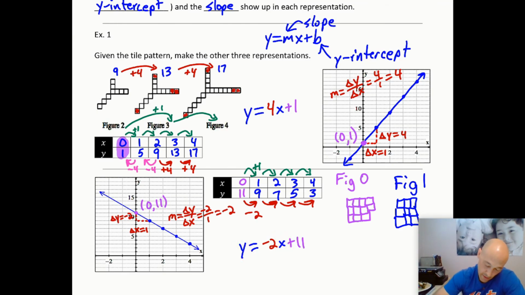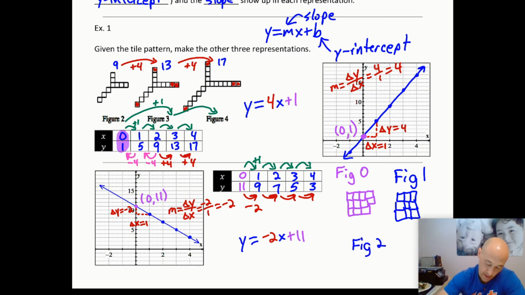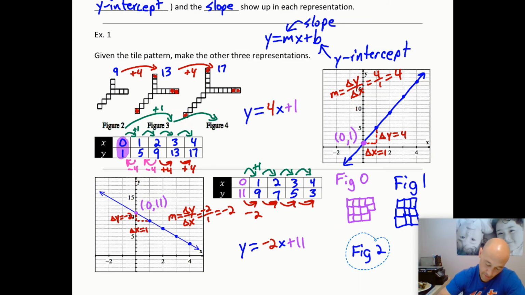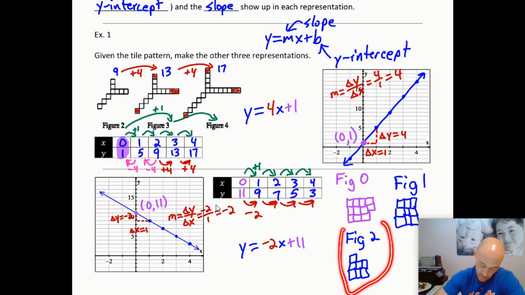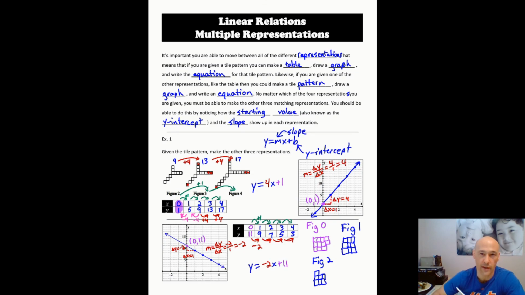All right. Figure 2, so we need to have at least 3 figures. Figure 2, I'm going to get rid of 2 more tiles. I'm just going to make it so that the tiles along the top are the ones that go. So 1, 2. So we're going to do it like this. Okay, good. So figure 2 has 7 tiles right there and there. And that is it. All right, that is multiple representations. Sorry the video was a little bit long.